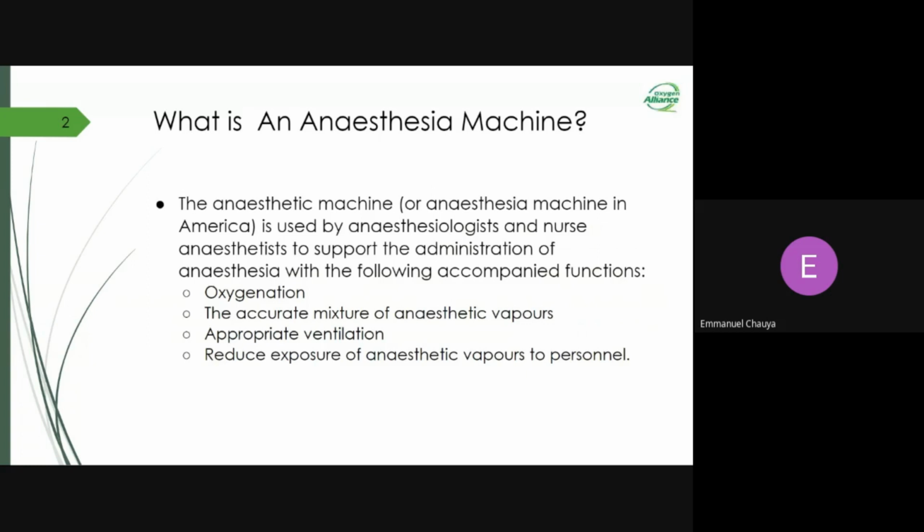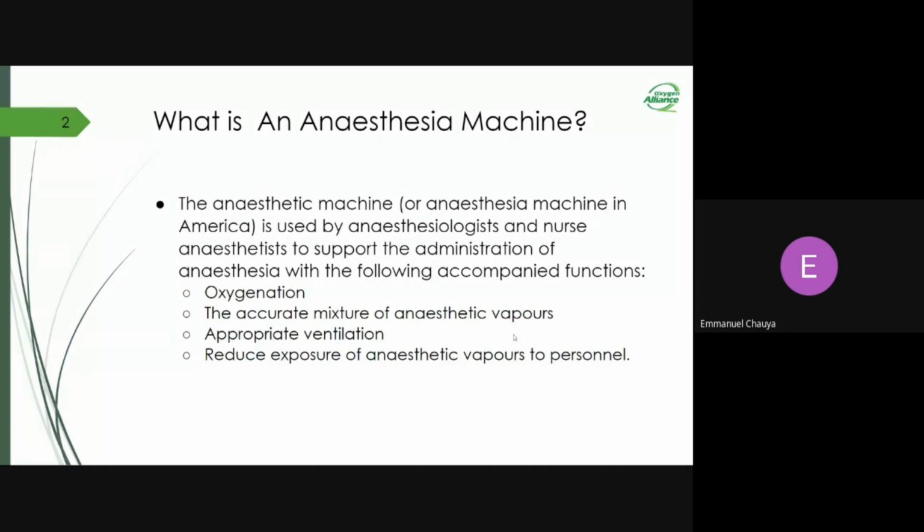An anesthetic machine is basically a machine that is used by anesthesiologists and/or a nursing anesthetist to support the administration of anesthesia. And of course, these machines also come with other functions like oxygenation, the accurate mixture of anesthetic vapors, appropriate ventilation, and also help to reduce contact between the anesthetic vapors and the anesthetist. Let's go to the next slide.